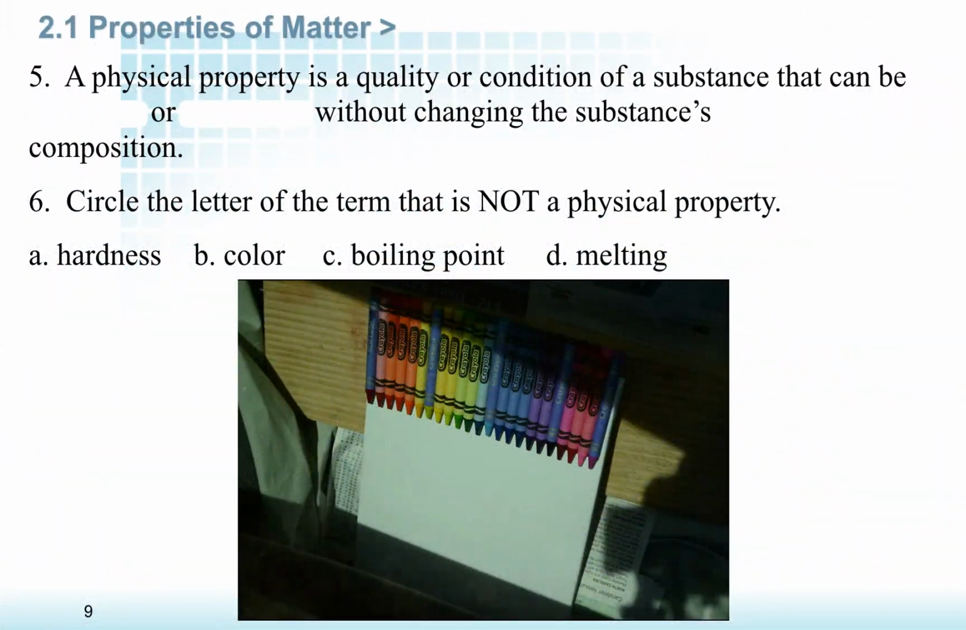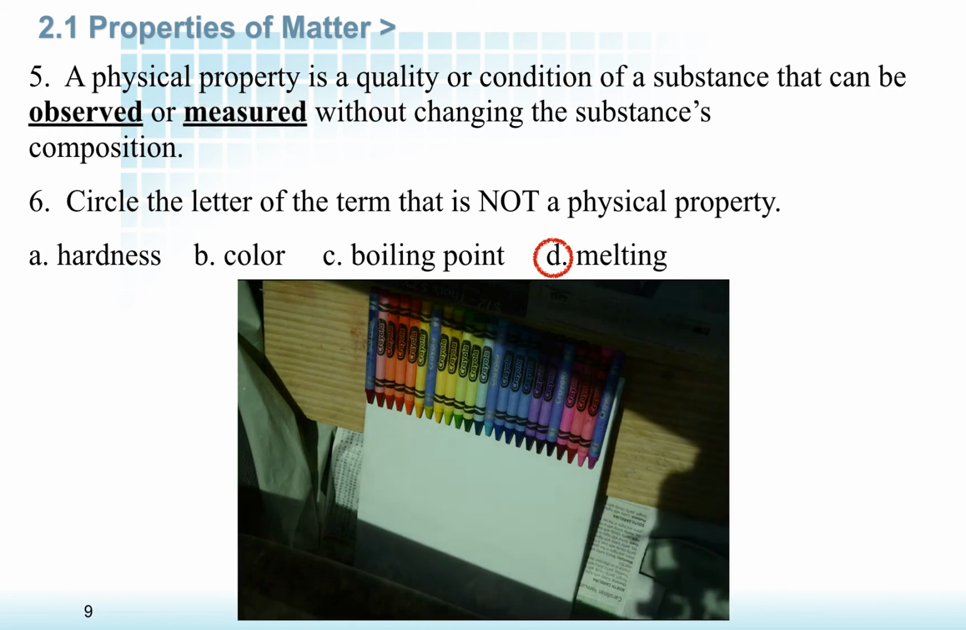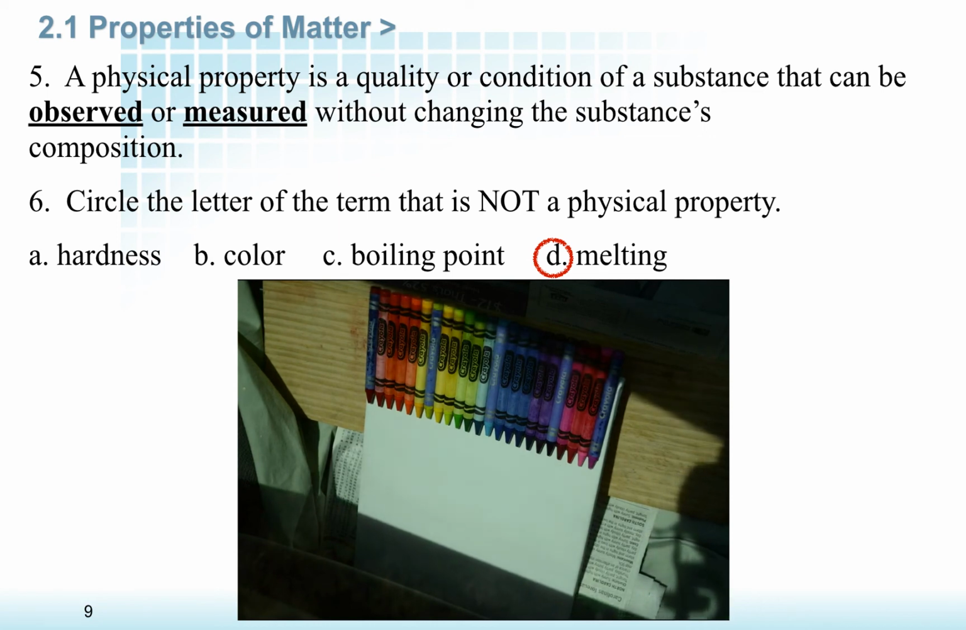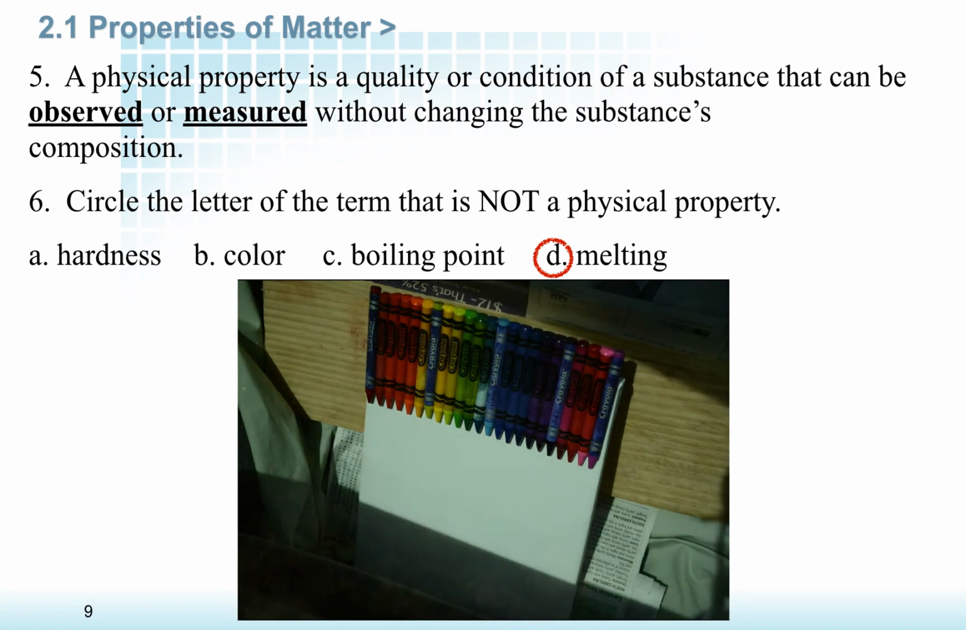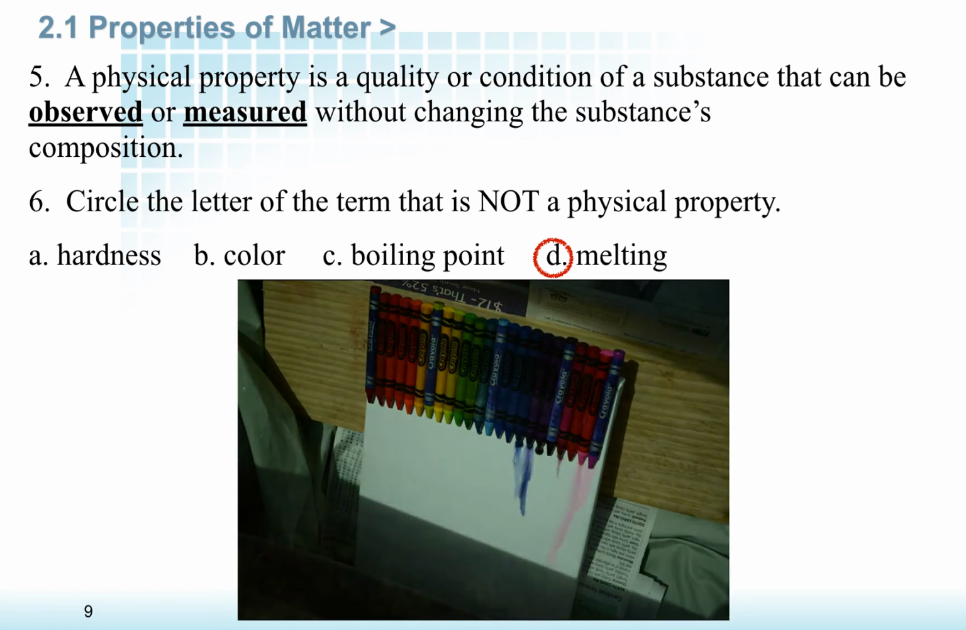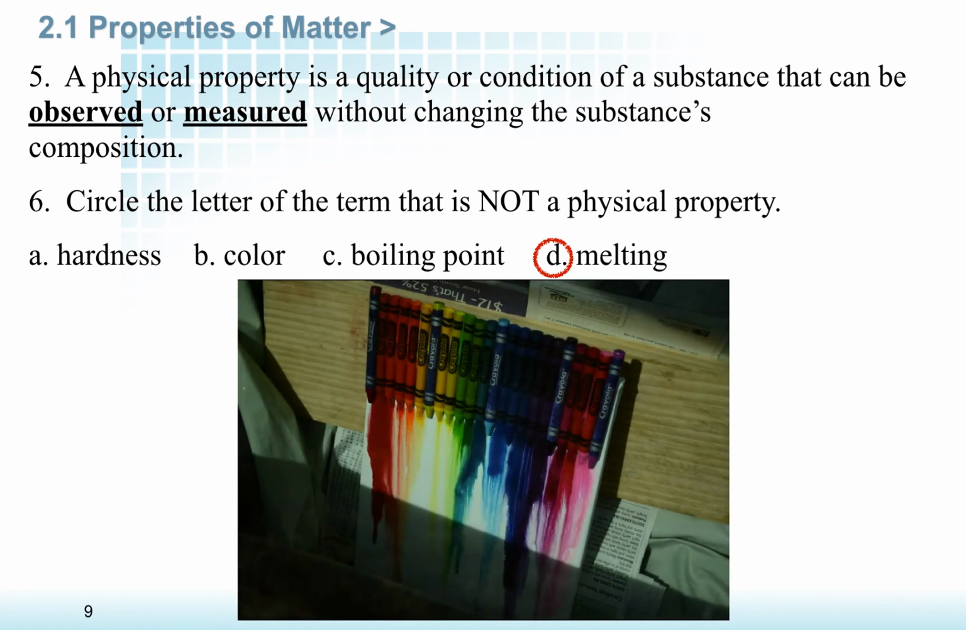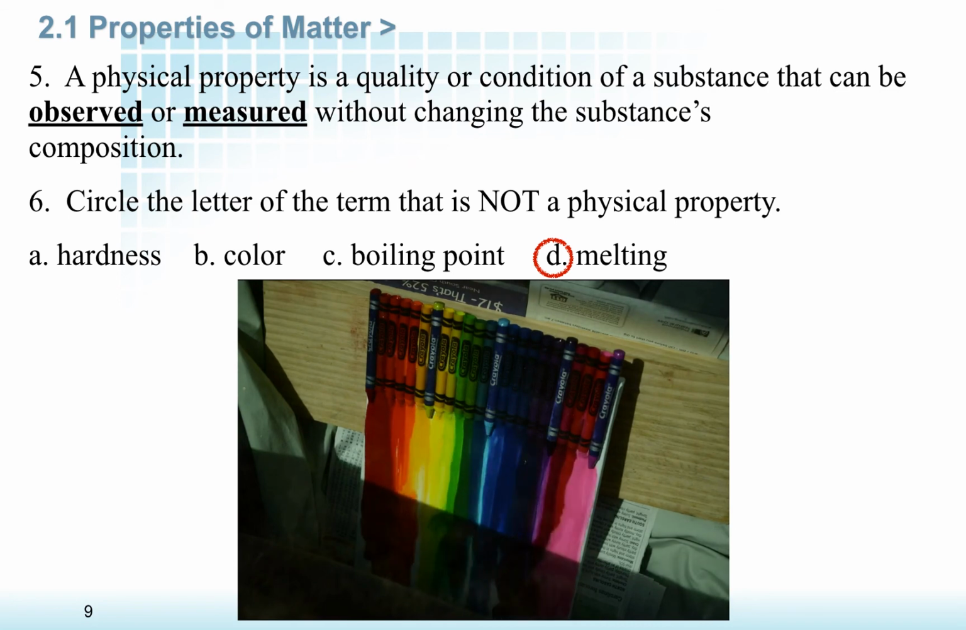A physical property is a quality or condition that can either be observed or measured without changing a substance's composition. Observing is when you will take a qualitative measurement, and measured is when you take a quantitative measurement. So observing is going to be for intensive and measuring is for extensive. Now what you see there is a crayon rainbow, which is when you take solid crayons, you put them in front of light, and the heat from the sun will cause them to melt to make the rainbow.